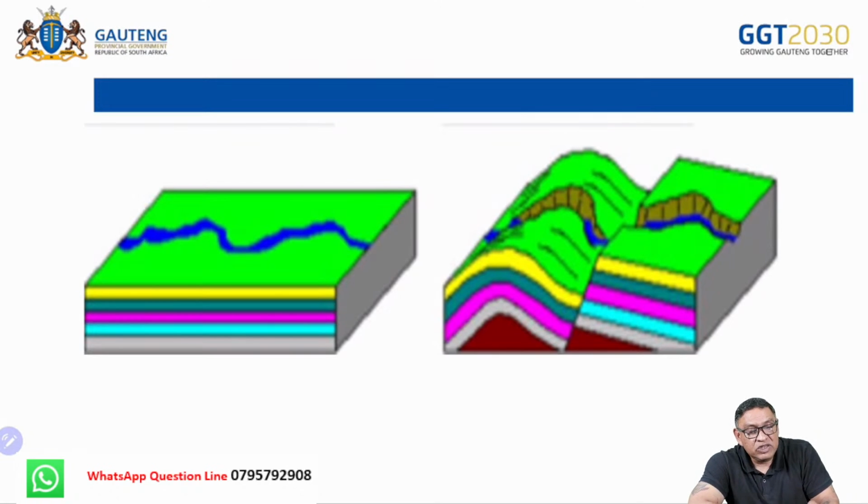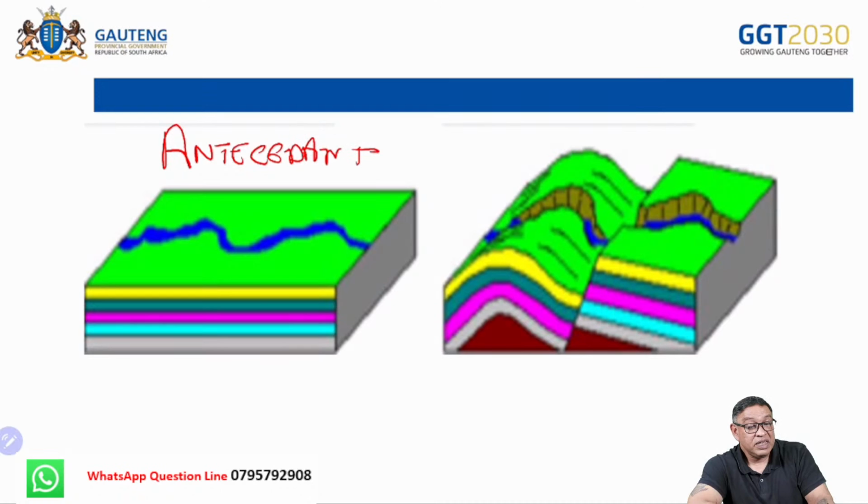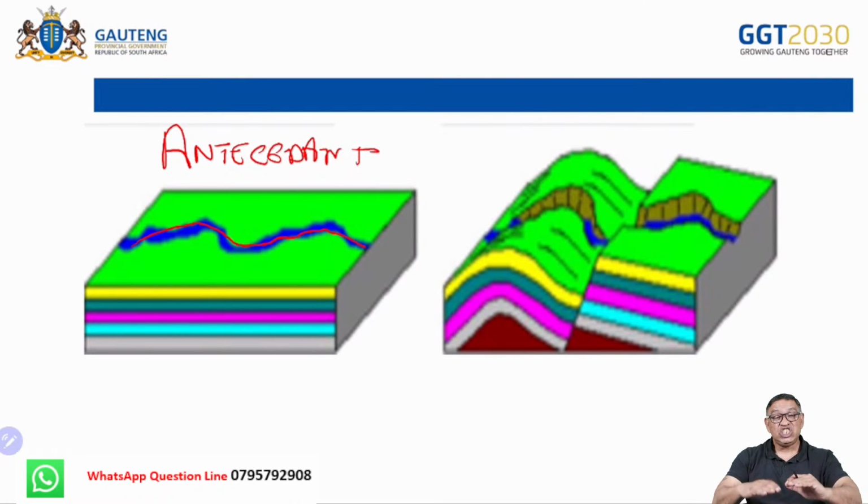Right, now let's look at antecedent. What's this? The river already exists. Can you see it? It's there. So the river is old, but there's changes in the landscape. What has happened here, learners? There has been faulting. Can you see it? Part of the rock has been lifted. Can you see it has happened? Or there can be folding also.